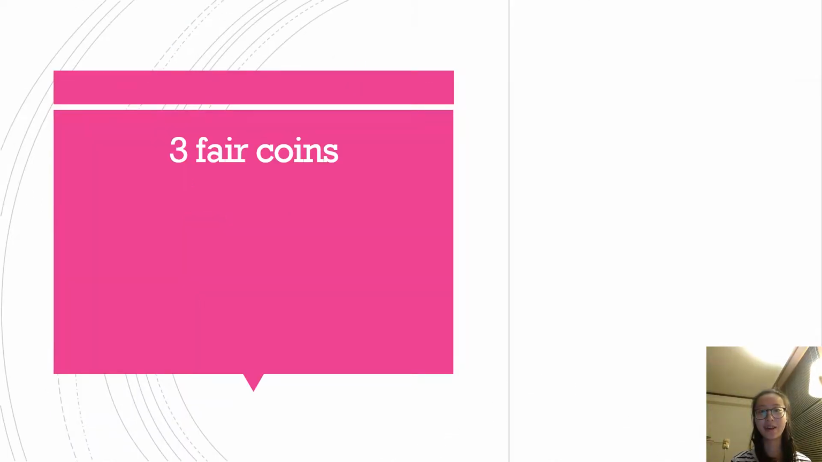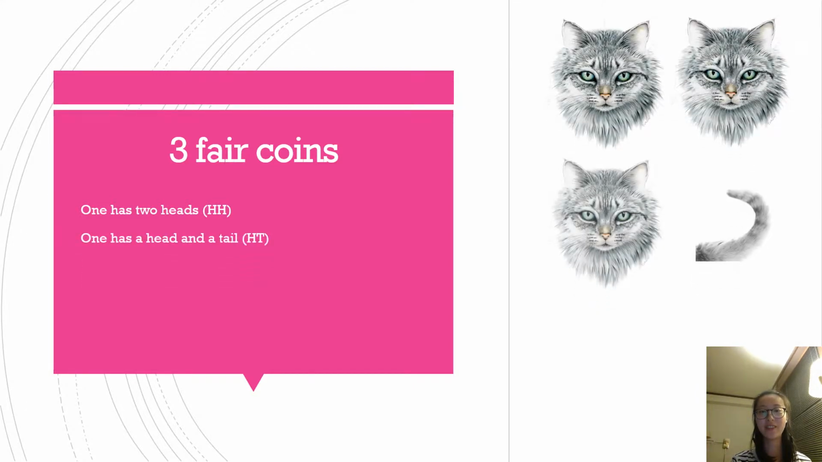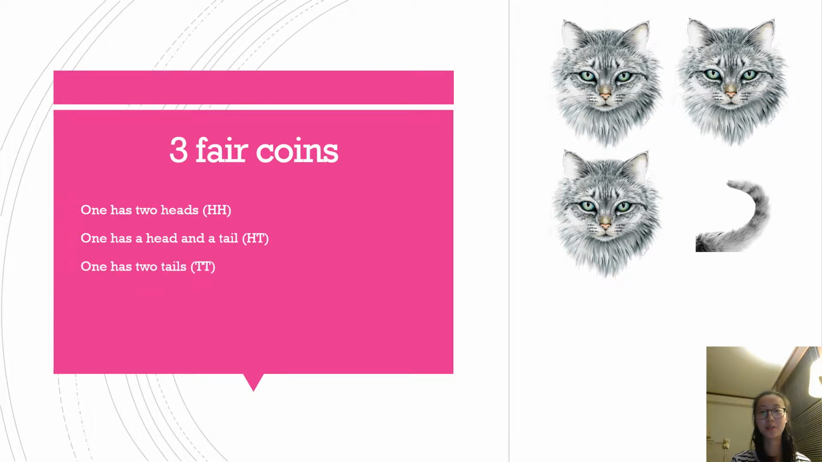So, here is our setting today. We have 3 fair coins, but only one of them is normal. The first of them has 2 heads. The second is normal, having a head and a tail. And the third has 2 tails.